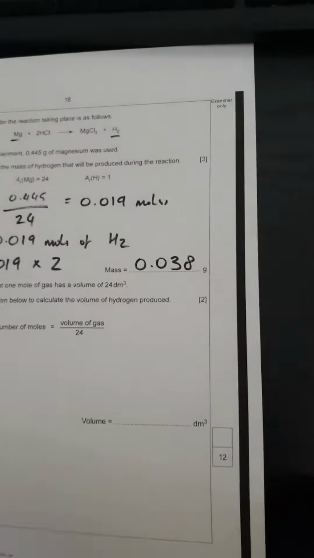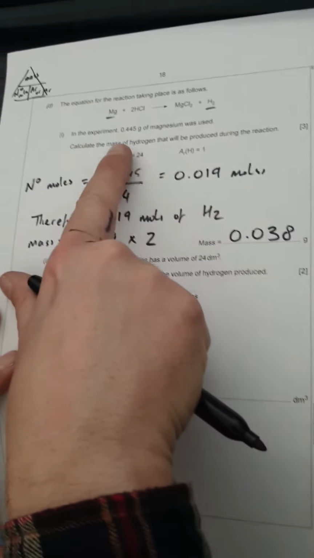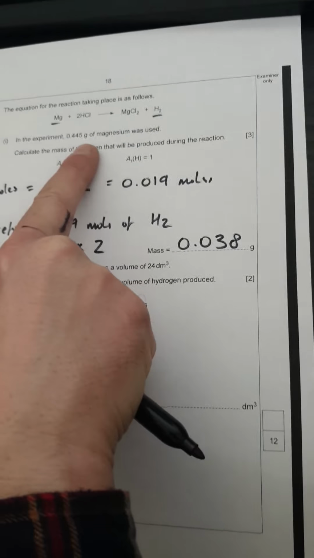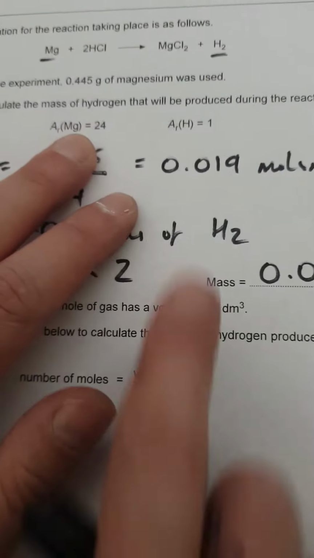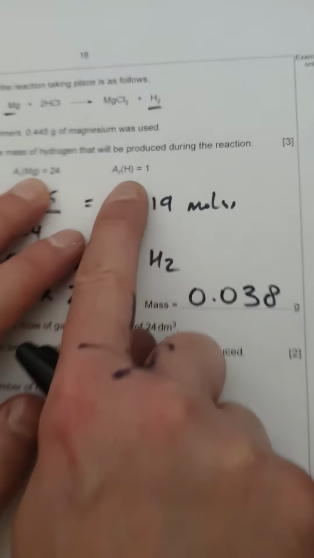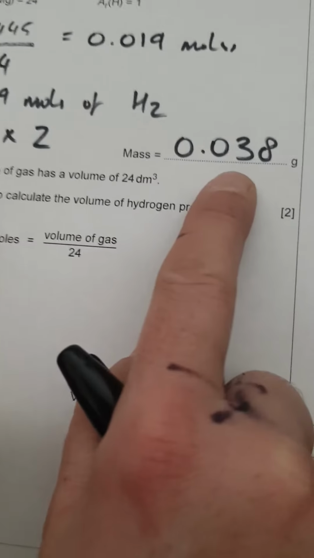0.038 grams. Now, if we look at this, you think about this. Magnesium, we only had 0.445 grams of magnesium. And look how much heavier magnesium is compared to hydrogen. 24 times heavier. So we're talking a big old change in mass. That sounds about right to me. Now, obviously, I'll check it on the mark scheme. But, well, no, you've got to assume I am right.